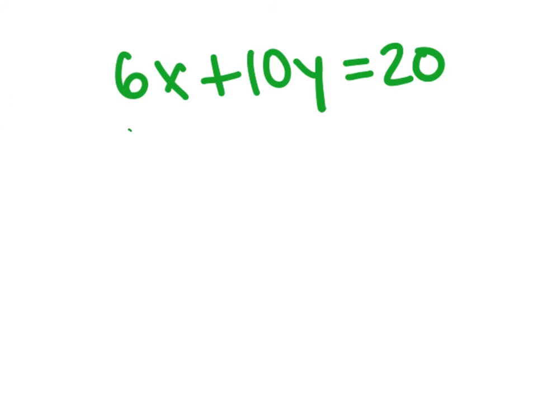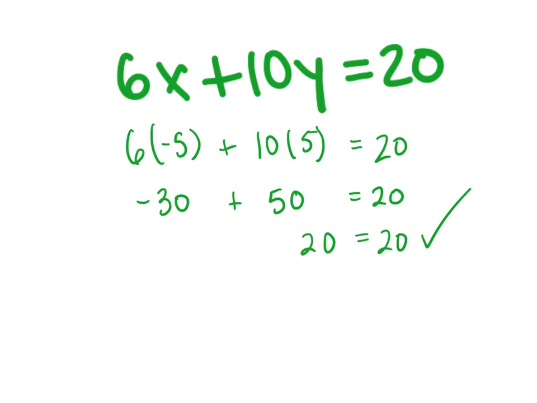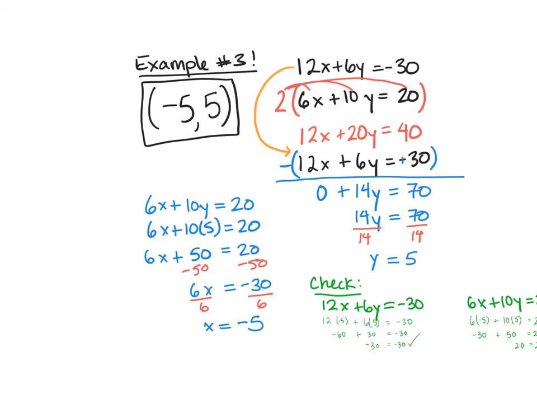I remember this time the x is -5, so that's -5 right there. And then the y is +5, so +5 right there, equals 20. 6 times -5 is -30. 10 times +5 is +50. And when I add those together, hot dog, I get 20. So that is correct. Y'all, that means our answer makes total sense, and we are in business.